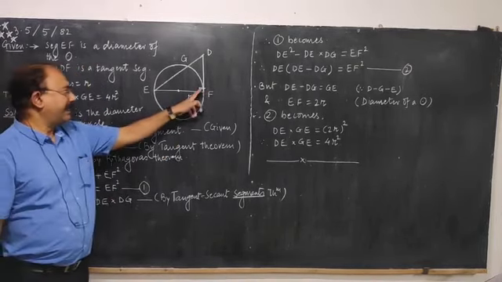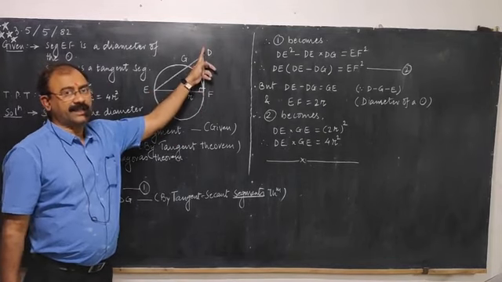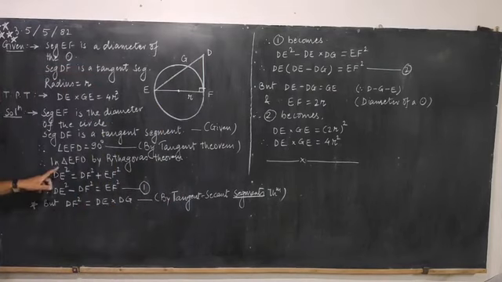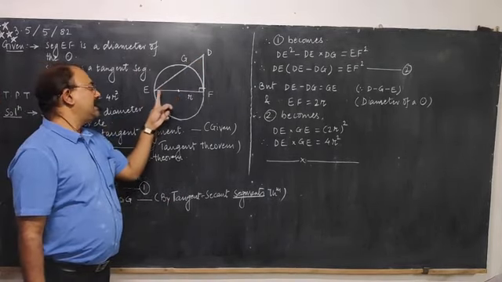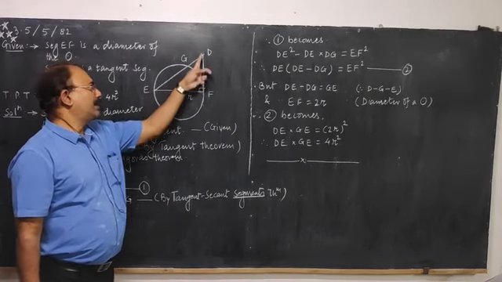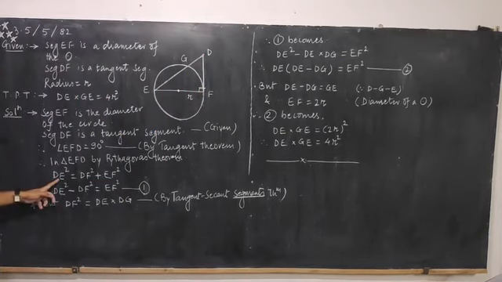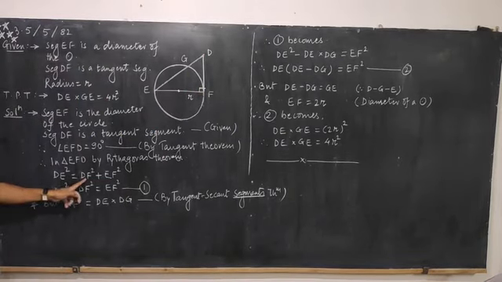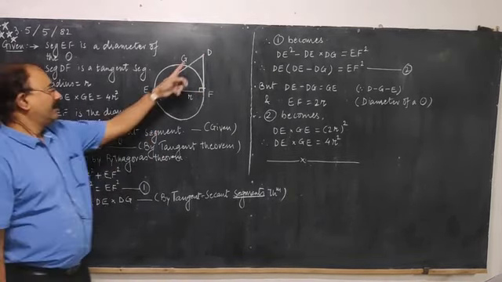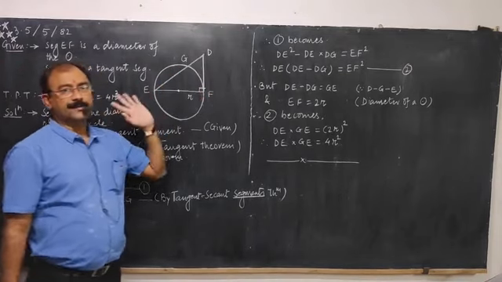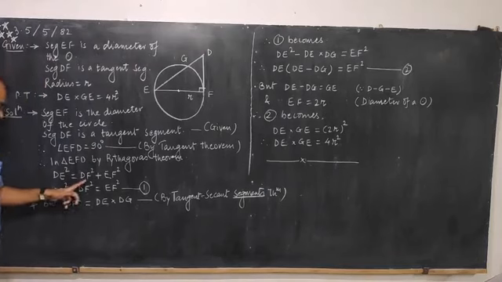So once you get a right angle, then this triangle EFD becomes a right angle triangle and you can apply Pythagoras theorem. So in triangle EFD by Pythagoras theorem, we can write DE square is equal to DF square plus EF square. Hypotenuse square is equal to the sum of the squares of the other two sides. DF square is transferred to the left side.